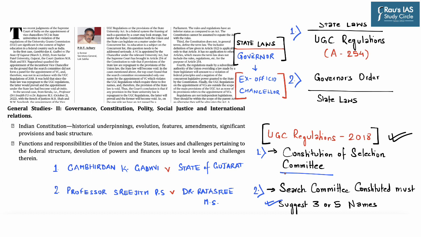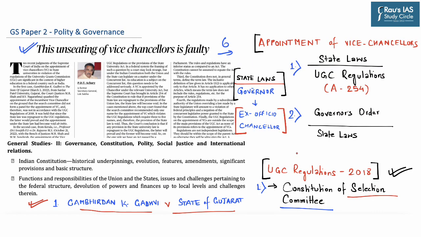So in the backdrop of these two important regulations provided by University Grants Commission, two Supreme Court judgments become important. Now in the case of Gambhirdan K. Gadvi versus State of Gujarat, the Supreme Court quashed the appointment of a Vice Chancellor on the ground that the selection committee was not constituted. The Supreme Court also held that the state university laws were repugnant to the UGC regulations of 2018. And in case of repugnancy, according to Article 254 of the Indian Constitution, it is the central law which prevails, and hence it quashed the appointment of Vice Chancellor.